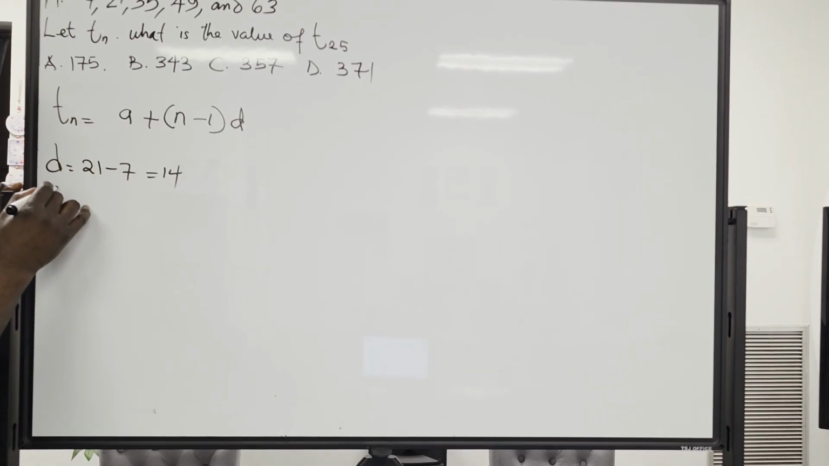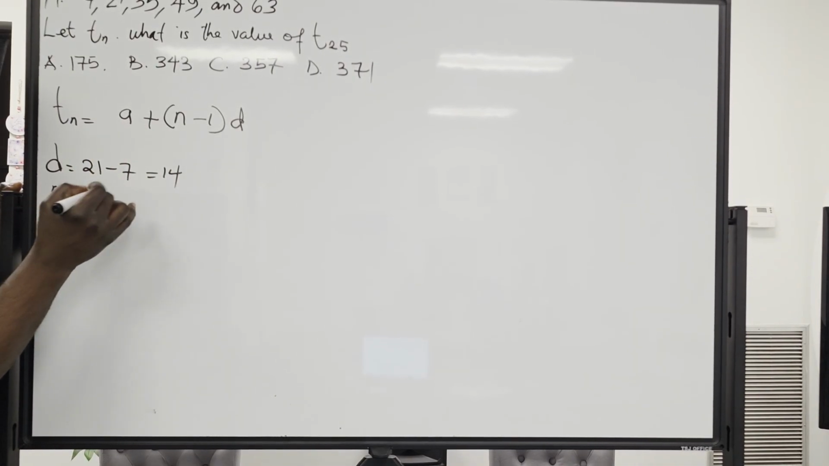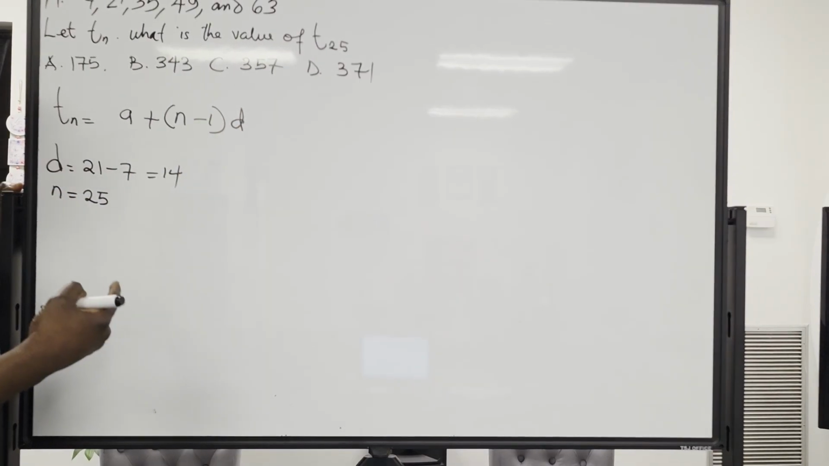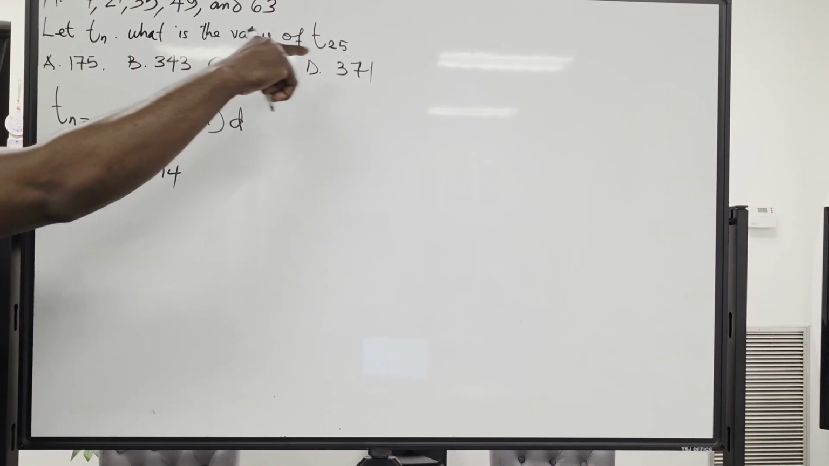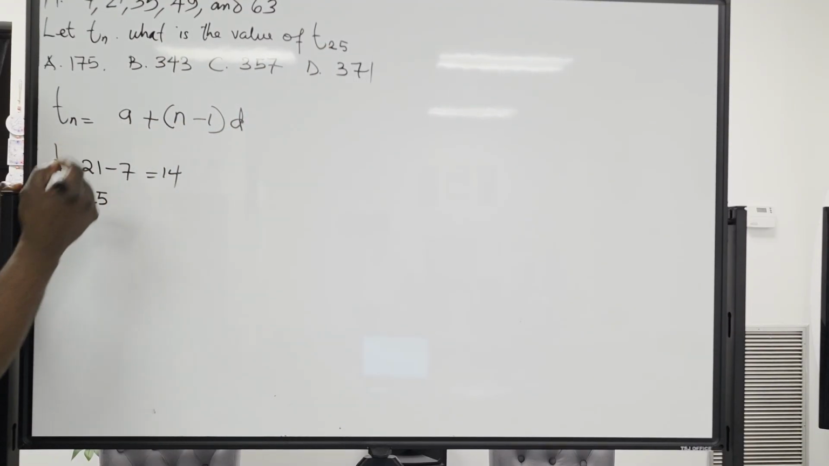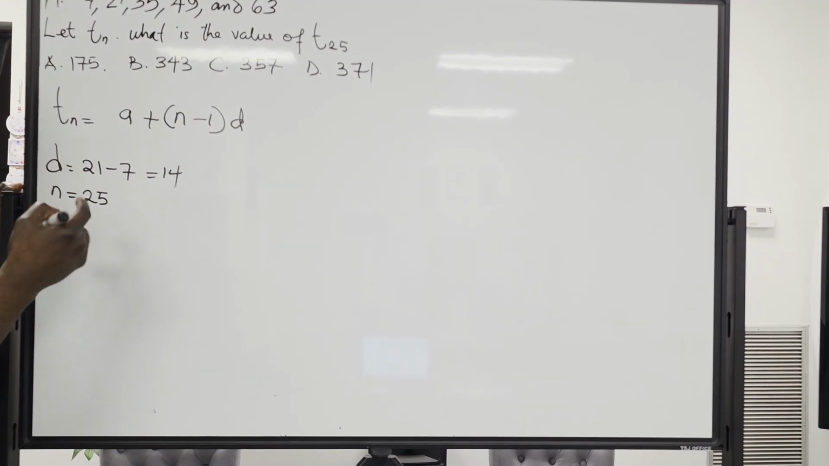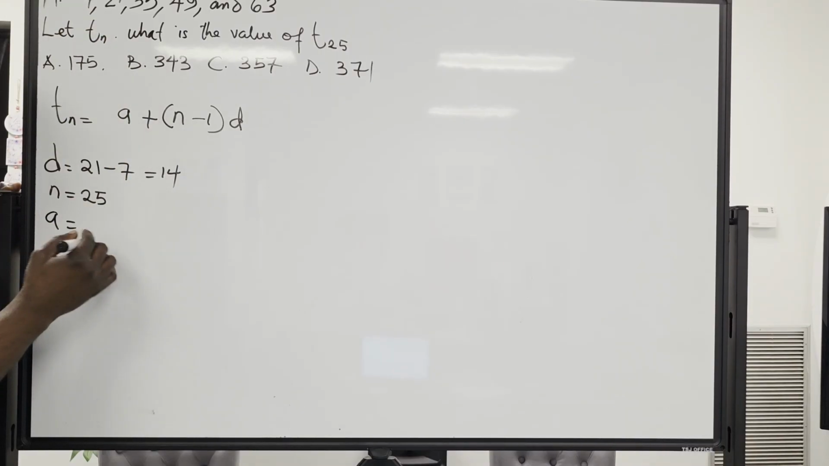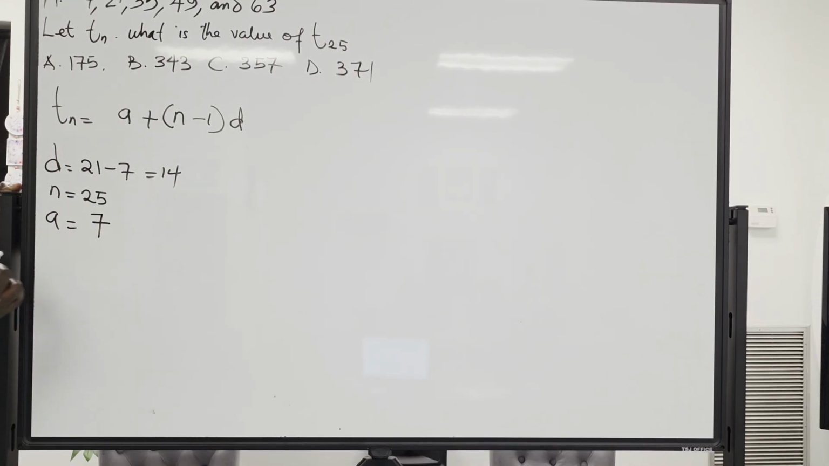Our N is 25, since they say we should find T25. They give us Tn and they say N is 25. And our A, which is the first term in the sequence, is 7. So now we can solve for T25.